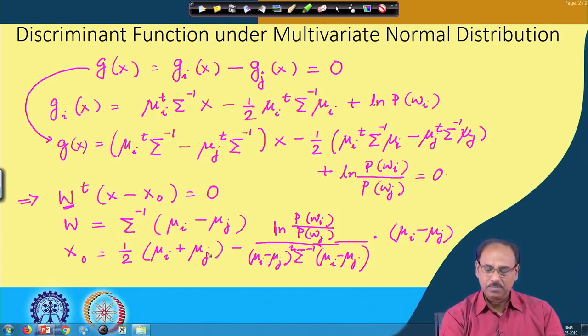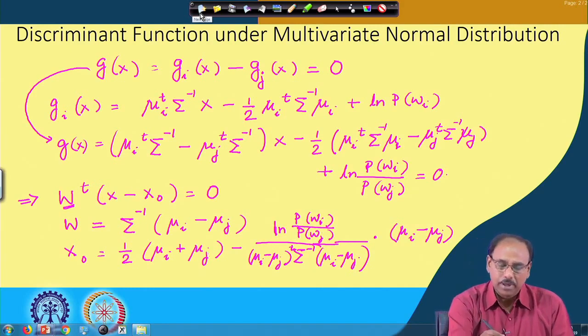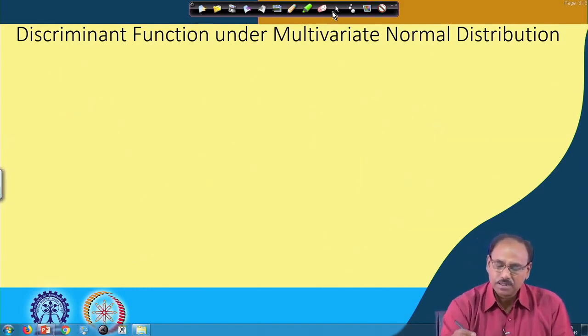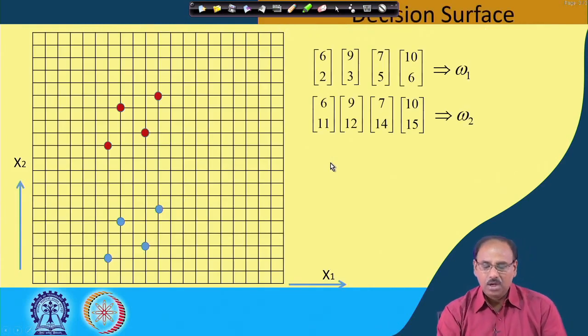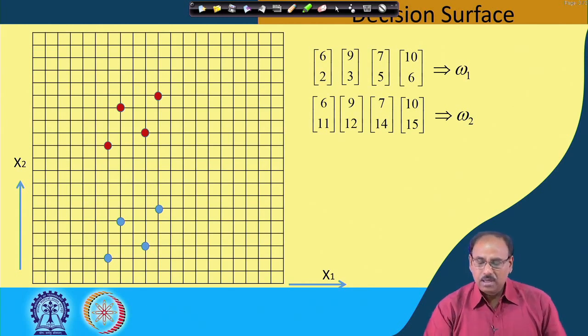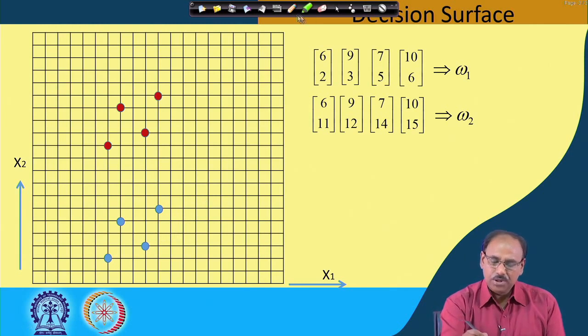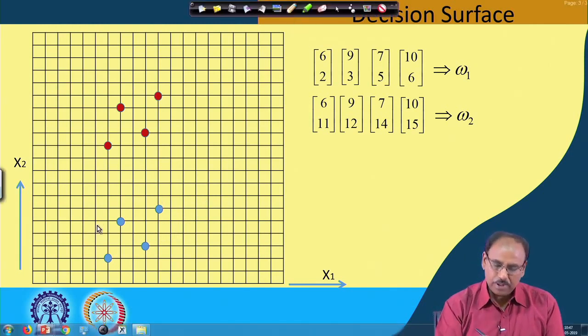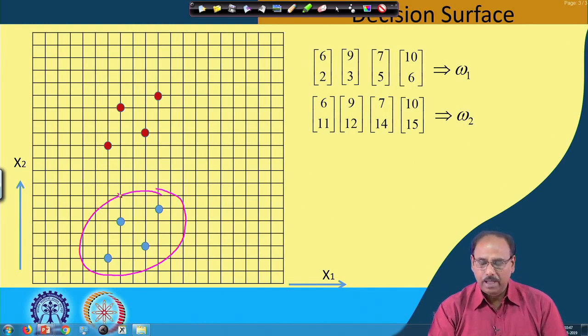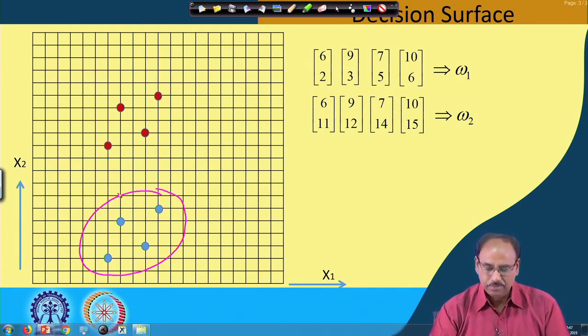So, let us see what will be the nature of the decision surface in this particular case. Again, for that I take a number of feature vectors from class omega 1 and from class omega 2. The feature vectors that I am taking from class omega 1 are all these marked in blue. These are (6, 2), (9, 3), (7, 5) and (10, 6).